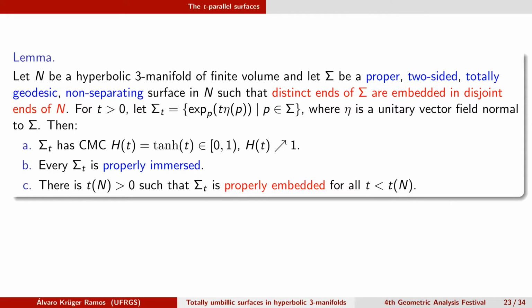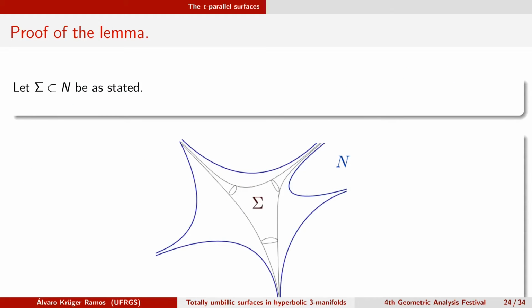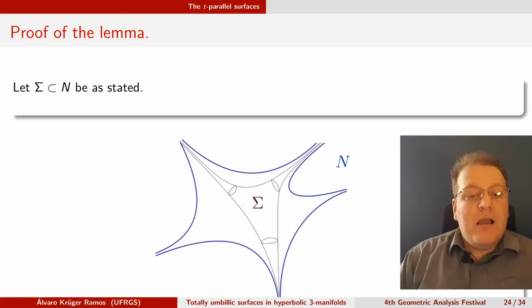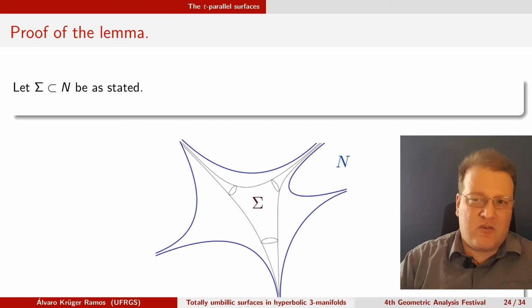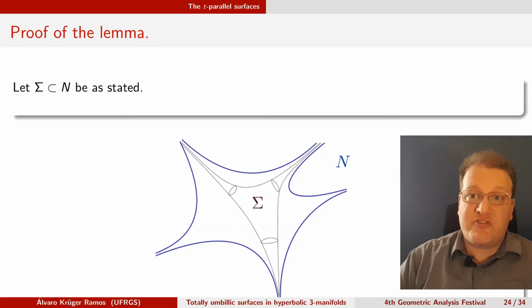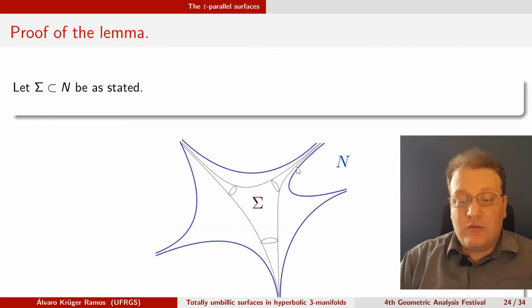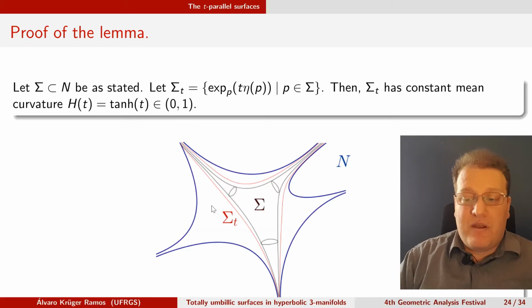So let me present the proof of this lemma, and we focus on the non-compact case because if N is compact, everything is trivial. Okay, so let sigma be as stated. Here I am picturing it like this. It's not correct because this sigma seems to separate your ambient space, but our sigma actually does not separate the ambient space, but it's alright.